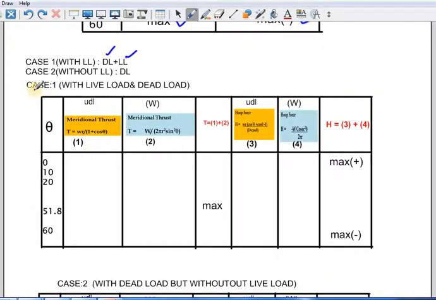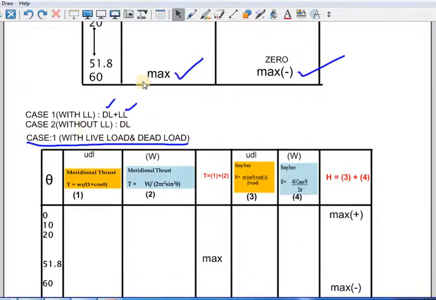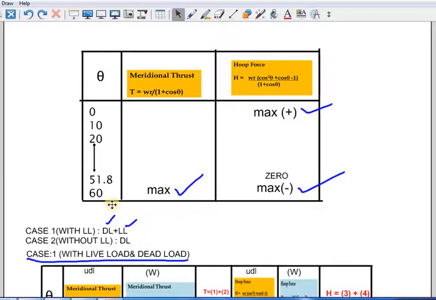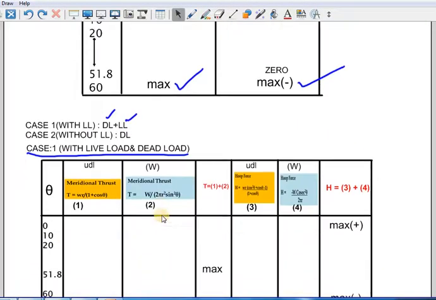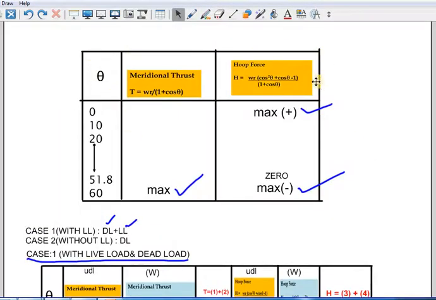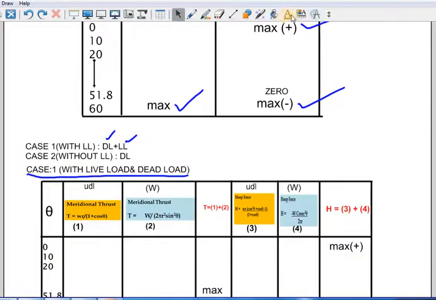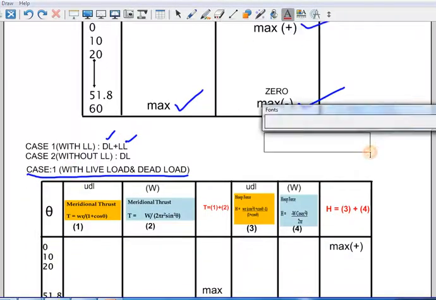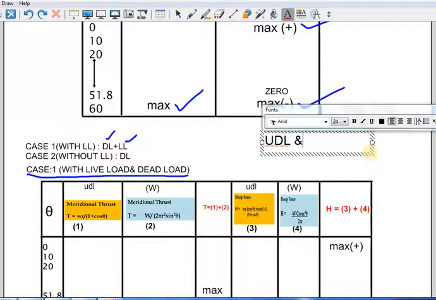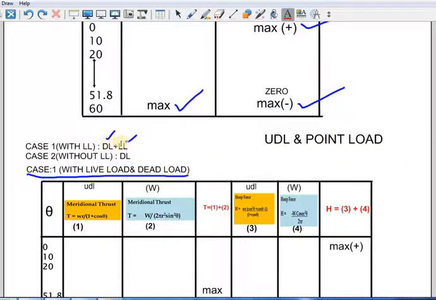So first, let us take the first case. I hope I didn't confuse you. If you have only dead load, then you consider this one, and if you have only UD load, you consider this one. When you have UDL and point load, then you should consider two cases. The first case is dead load with the live load, and the second case is without live load, dead load alone.